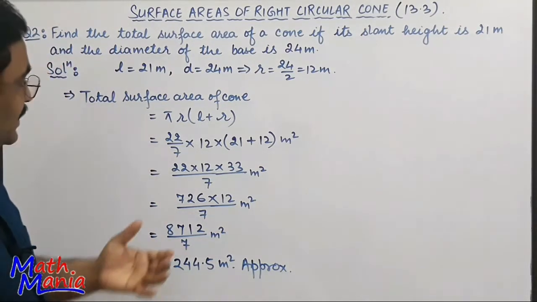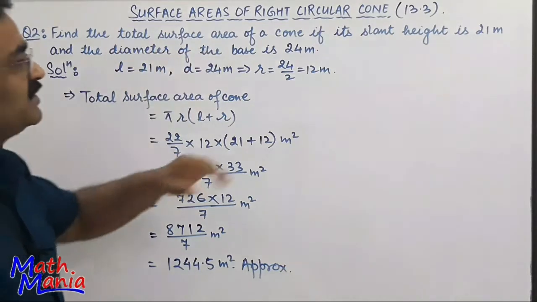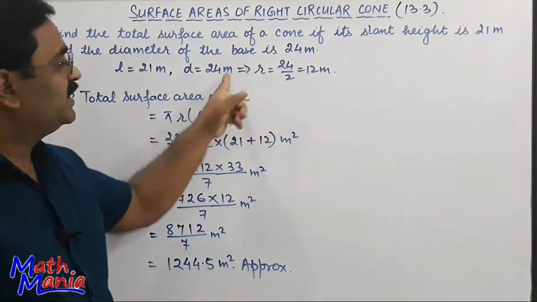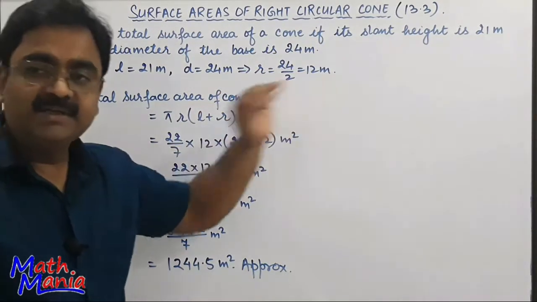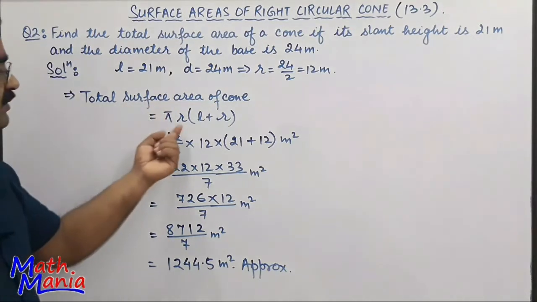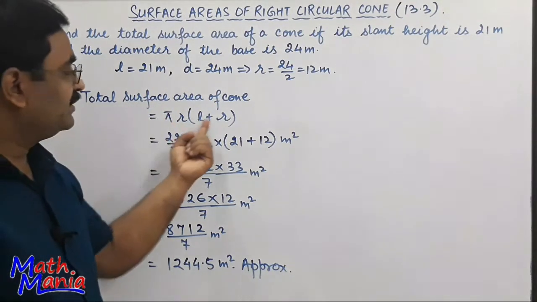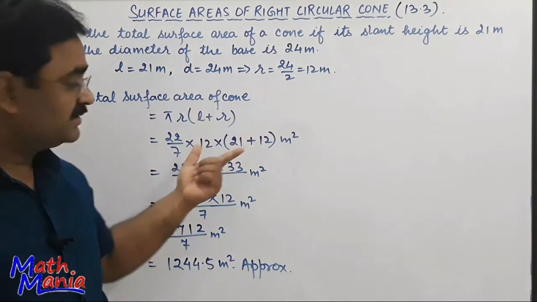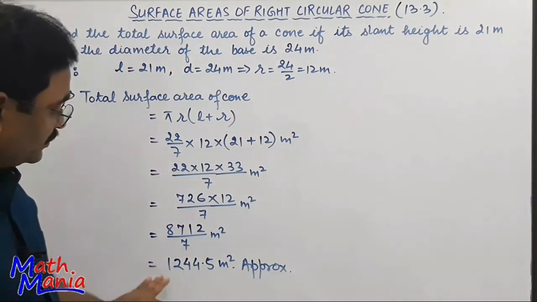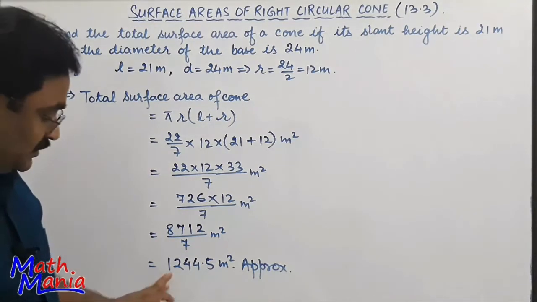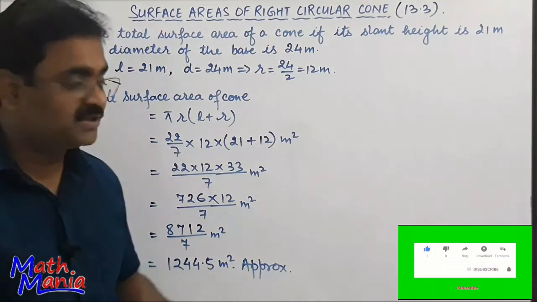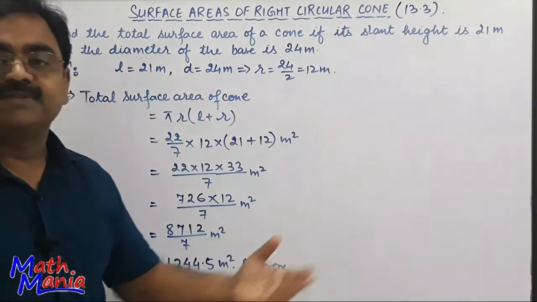As in this, the information was given, the slant height is 21 meter, diameter of the base is 24 meter, so radius becomes 12 meter. Afterwards, the total surface area of the cone is pi r into L plus r, as the formula we have discussed already. After substituting the values, we got the total surface area of the cone is 1244.5 meter square approximately.